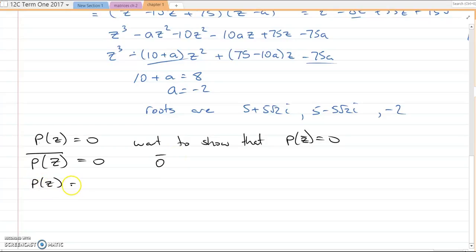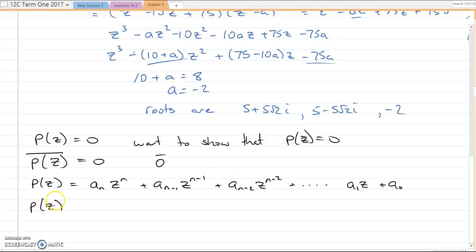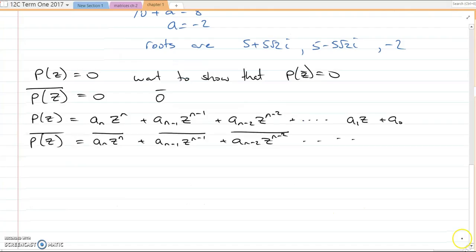Now, you write out your polynomial. Here's a way to write it out: a_n z to the n, plus a_(n-1) times z to the n minus 1, and so on down to a1 of z plus a0. So this is just a general form for writing out a polynomial, with your different powers of z. Alright, so now for the conjugate, you could put a conjugate line over all of this, or realize that this is the same as putting a conjugate line over these separately, etc.